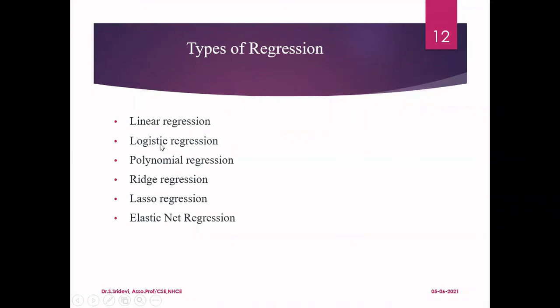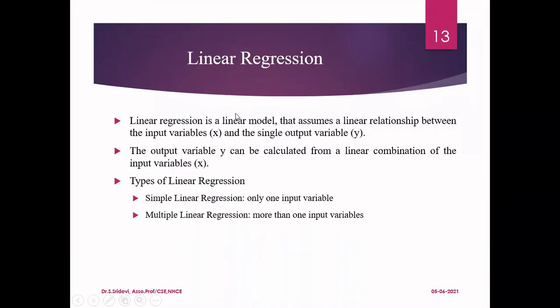So in regression, the famous types are linear regression, logistic regression, then polynomial regression, ridge regression, lasso regression. Then we have elastic net regression, we have SVM regression, then decision tree regression, and so on. Okay. Now let us understand linear regression.